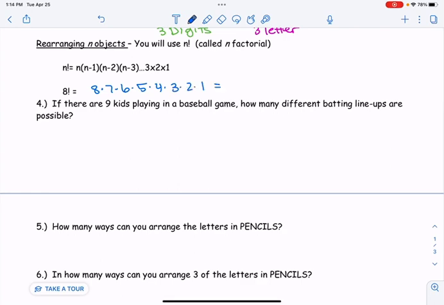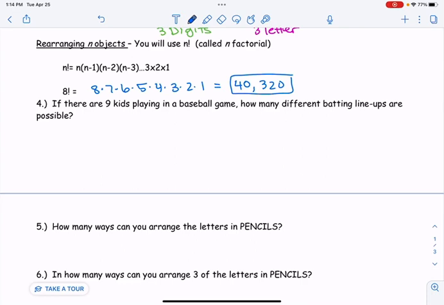Now on your calculator, you have a factorial key, and that's found in your probability. So you're going to hit 8, math, scroll over to probability, and then number 4 is your factorial key. And you can see that that's going to give us 40,320. So we want to use factorials to rearrange n objects.